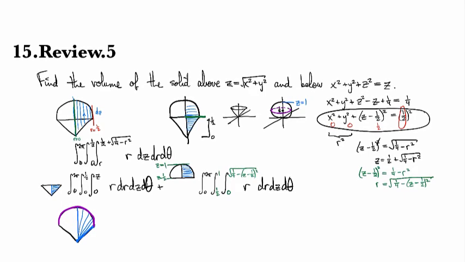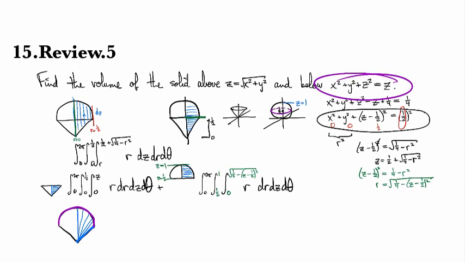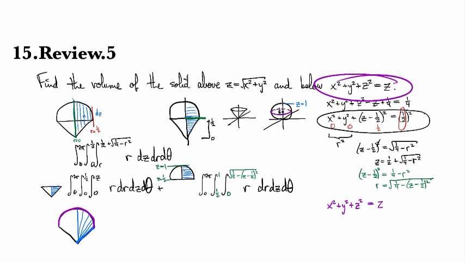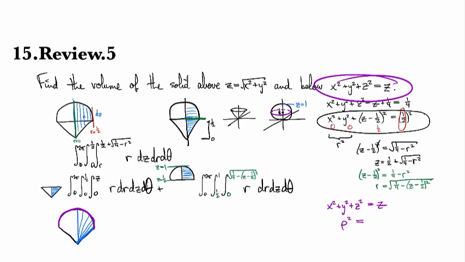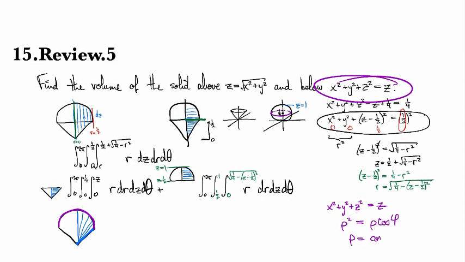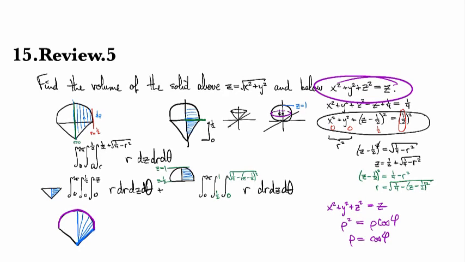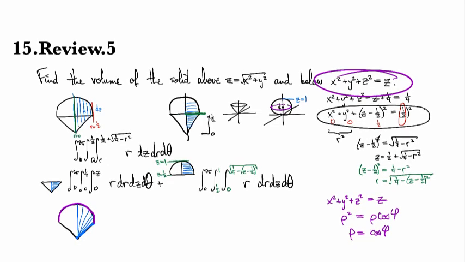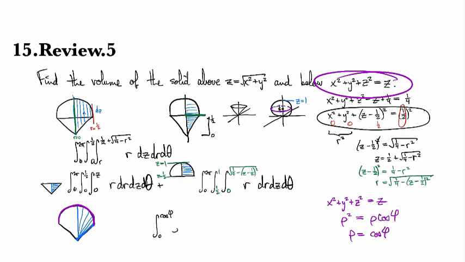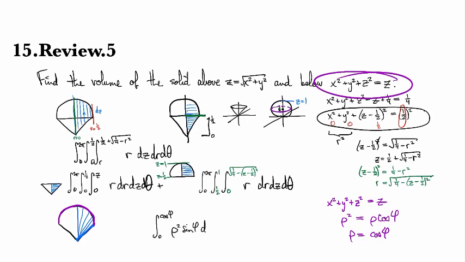Okay, so now I go back and I grab this original equation, and I've got x squared plus y squared plus z squared equals z. Or for spherical, this is rho squared equals, and then z looks like rho cosine phi. And so I've got rho equals cosine phi. Okay, so this contains the origin, so we start at 0. So we go from 0 up to cosine phi, and then we're doing volume, so it's just rho squared sine phi. That's our d rho.